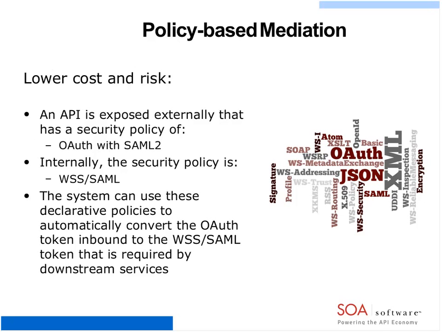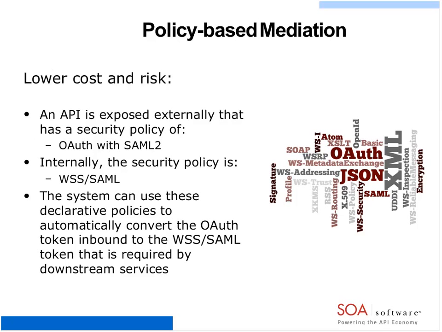So it's really, really important that the system can use these policies to automatically convert between one security token type and another security token type. So you should be able to convert the OAuth token that's inbound with an API call and generate the WS Security message with a SAML assertion token that is required by the downstream service. So policies need to give you this abstraction, but the price of that abstraction is that they also have to mediate. The benefit of that mediation is that you get lower cost and risk.